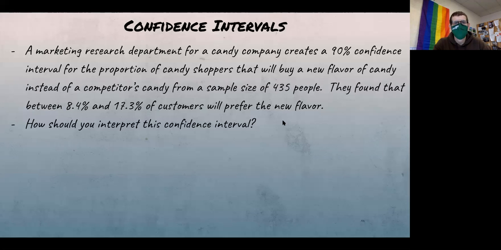Let me say how we should not interpret it. We should not interpret it as there's a 90% chance that between 8.4 and 17.3% of customers will prefer the new flavor. We can't interpret it that way. But we can say something to the effect that if we created many 90% confidence intervals, we would expect 90% of them to capture the true population parameter.